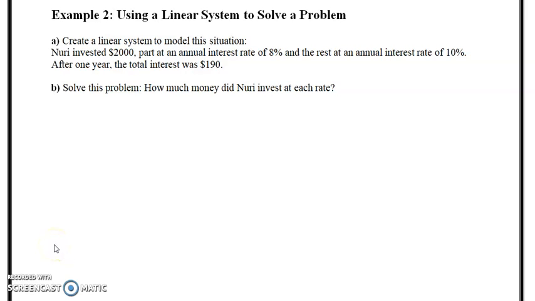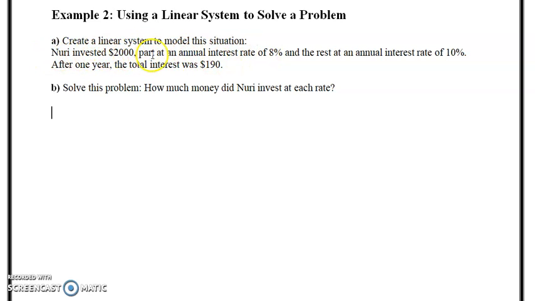Hello everybody, welcome back. Today we're going to be looking at example 2 from section 7.4 using the substitution strategy to solve a system of linear equations. So in this question we have to go back to some of the early sections of chapter 7 and come up with a linear system. Okay? So it says create a linear system to model the situation.